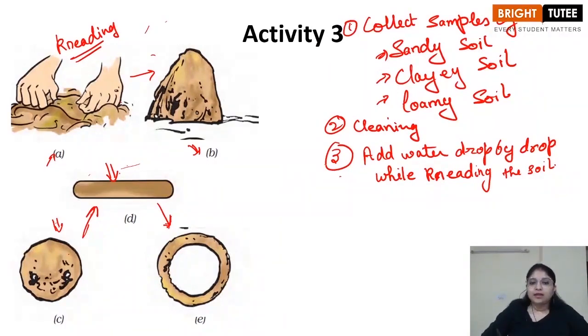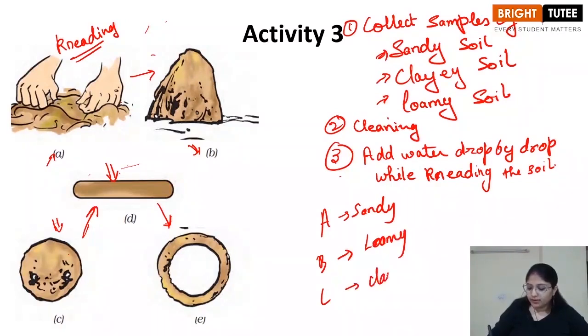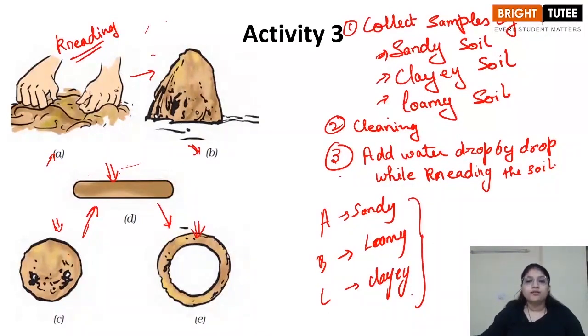After doing this activity, say sample A is sandy, then you take sample B, then sample C, right? And then you see which soil was the best and which was the easiest for you to make this ring. So the ultimate goal is to make this kind of ring, right? And then this will be your answer, which of these soils should be used for making matkas, surahis, pots and different kinds of things.